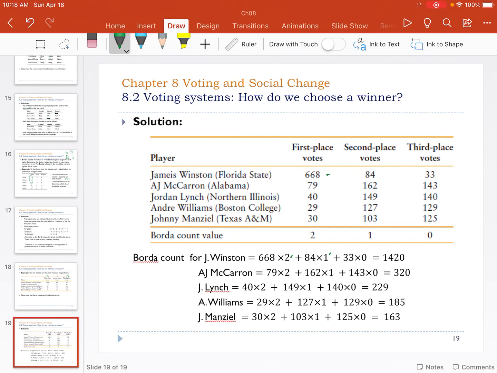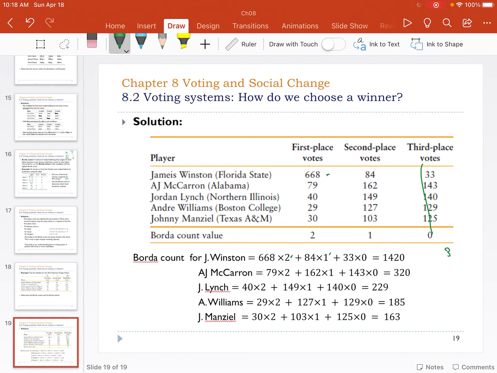So Winston has 668 first place votes, which is doubled. And then you get 1 point for the second place votes also. And then basically these are kind of zeroed out. But probably shouldn't do that, but those will not count towards the Borda count. And I've seen some students on tests or finals go ahead and do a 3-2-1 situation. That's not terrible because it still keeps exactly the same winner, but I'm afraid that's not full credit either.